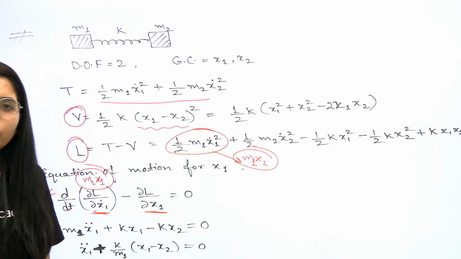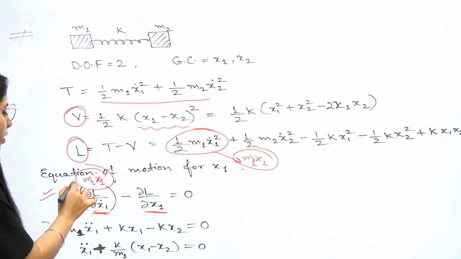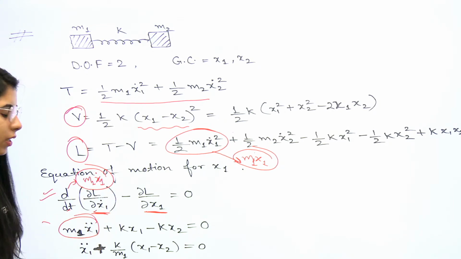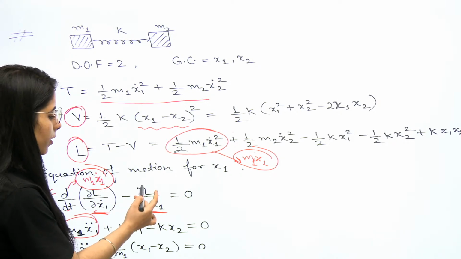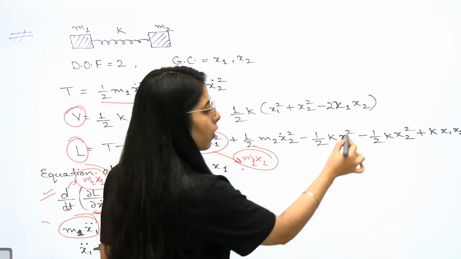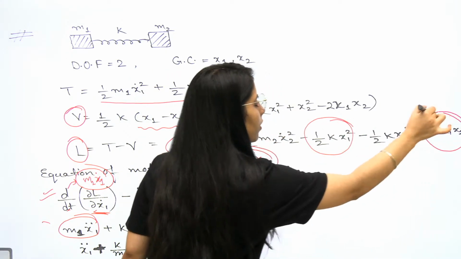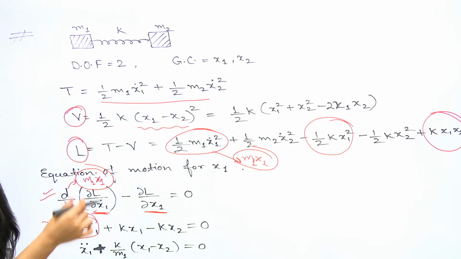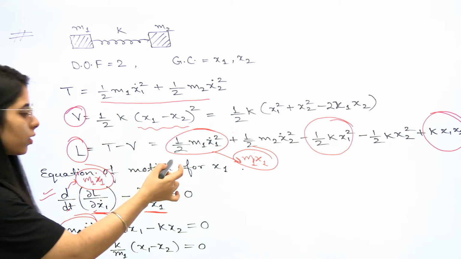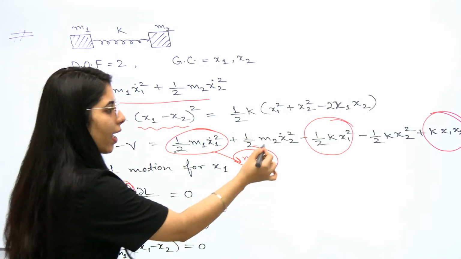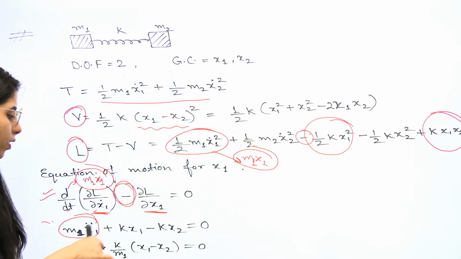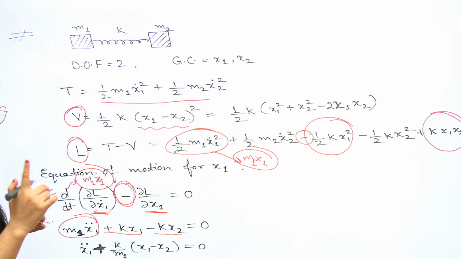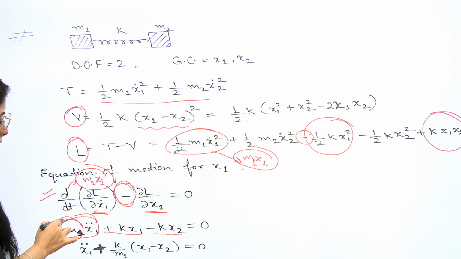Next, I need to differentiate it with respect to time. So we'll get m1 x1 double dot. That's what we have written here. For the second term, del L over del x1, you will get a term from here and here. So you will get kx1 from here and you will get kx2 from there. And kx1 will be positive because of the negative sign in this formula and the negative sign in this expression, so it will make it positive, which is going to be plus kx1 minus kx2 equal to 0. Next, if we are just going to take m1 common from here, what will happen?